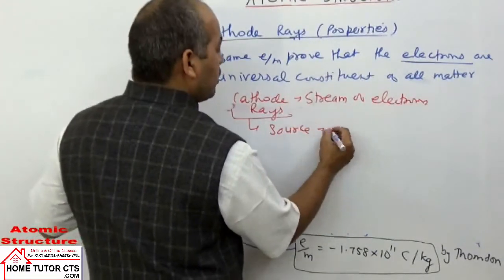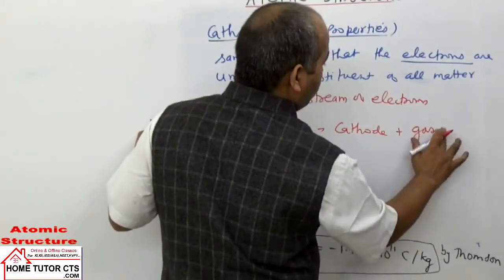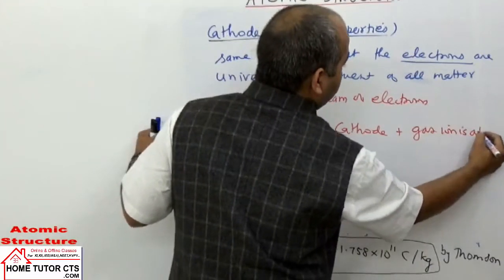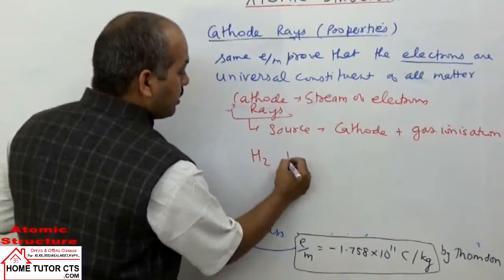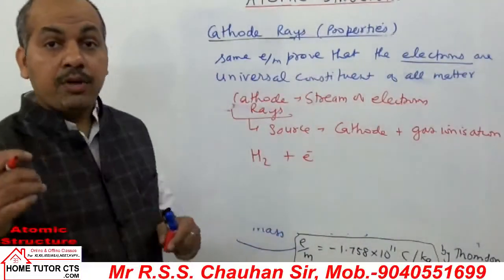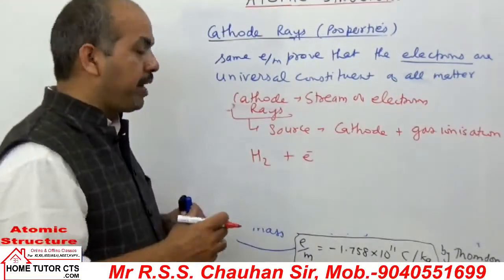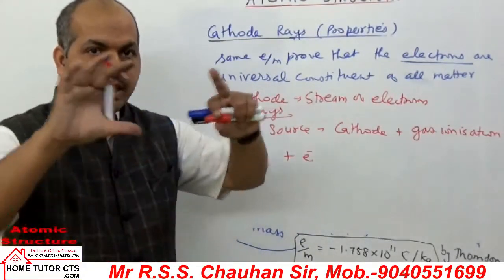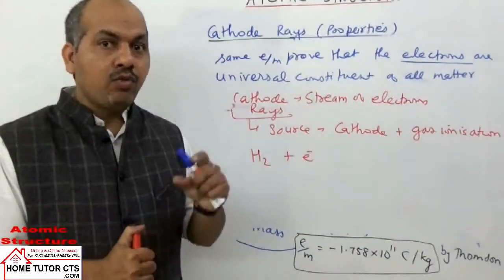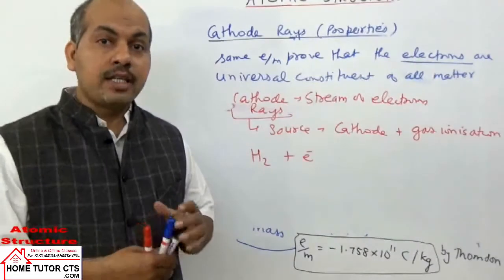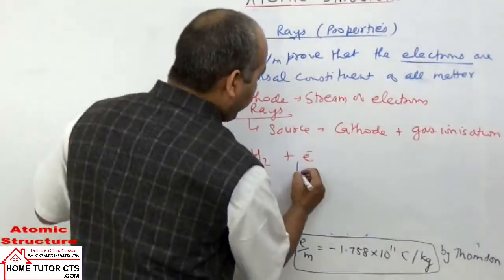The source of cathode rays is, first, the cathode itself, plus the gas in the discharge tube. Gas ionization. If I take an example, say hydrogen gas, when we apply high voltage from outside, what does it mean? We take a discharge tube with gas at low pressure, and then we apply very high voltage. High voltage means we are supplying high electricity, that means we are supplying highly energetic electrons.